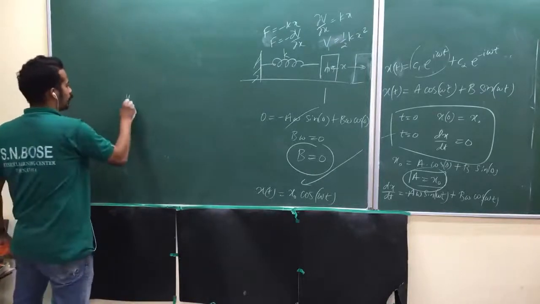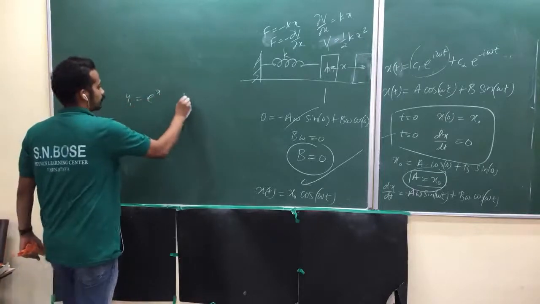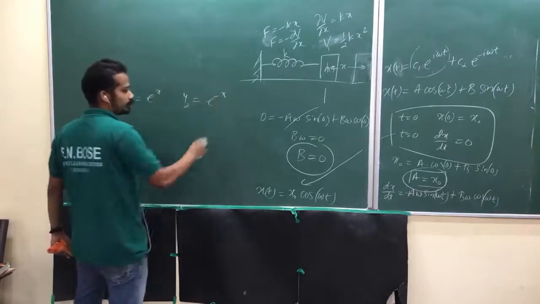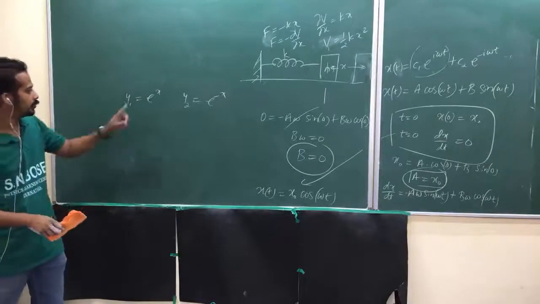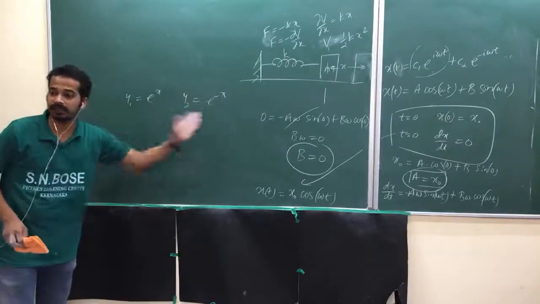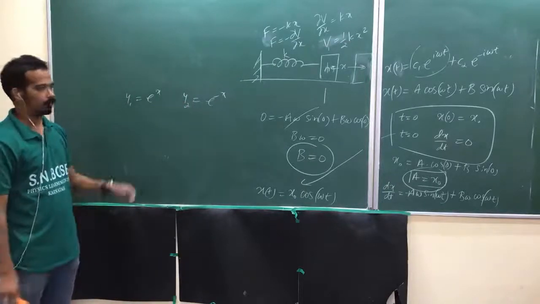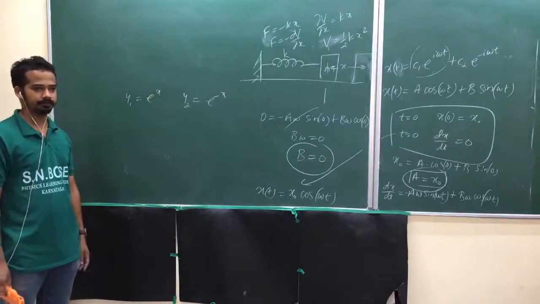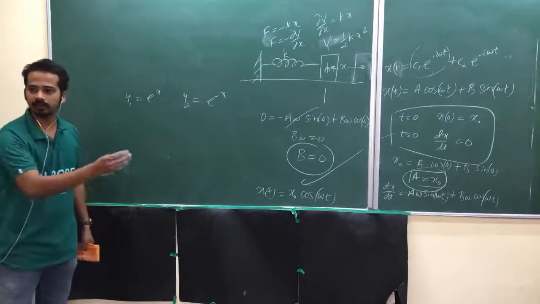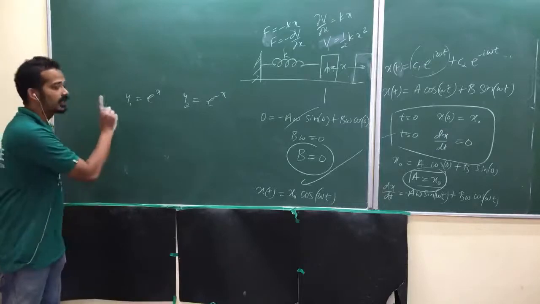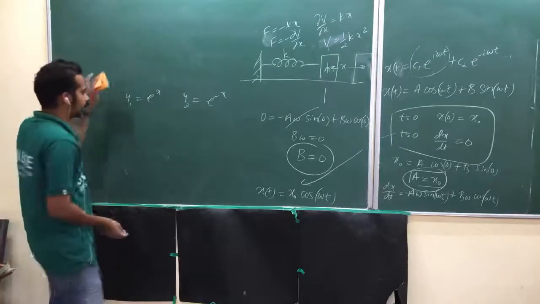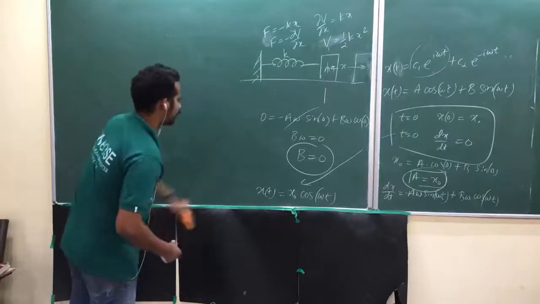Suppose you take y1 is equal to e power x, y2 is equal to e power minus x. Is there any possible way of writing e power x in terms of e power minus x as a linear relationship? No. One is the reciprocal of the other. Reciprocal is not a linear relationship. Okay? We say they are linearly independent. I will talk about that in the beginning of linear algebra.